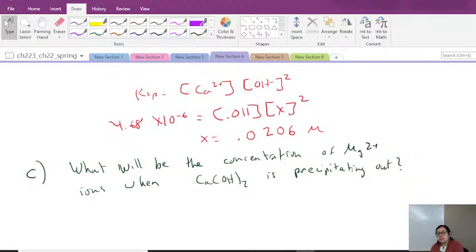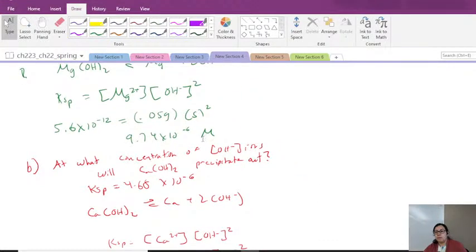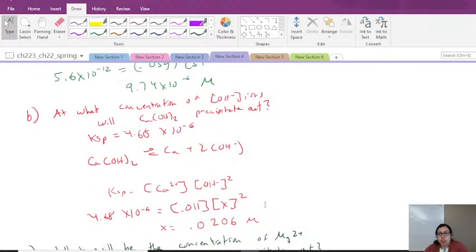But assuming that these numbers that we just got are correct, when we did the magnesium, it said that we needed a minimum of 9.74 times 10 to the negative 6 molarity of hydroxide. So if the molarity of the hydroxide is high enough to make calcium precipitate out, wouldn't it also make the magnesium precipitate out?